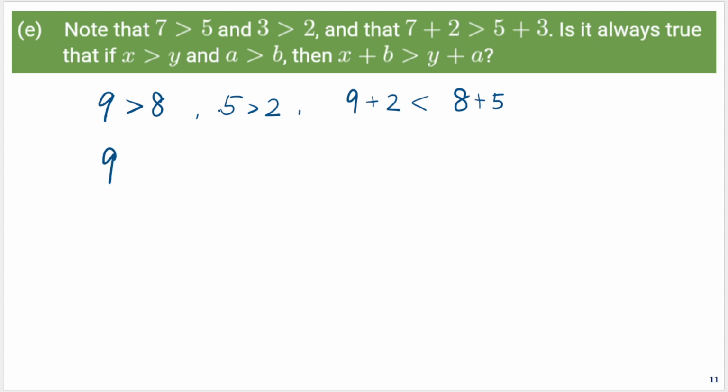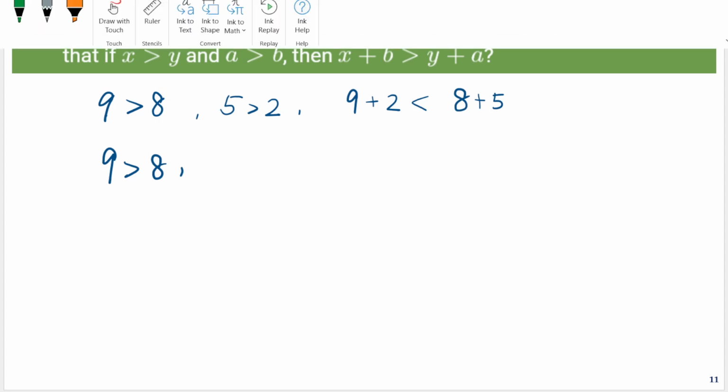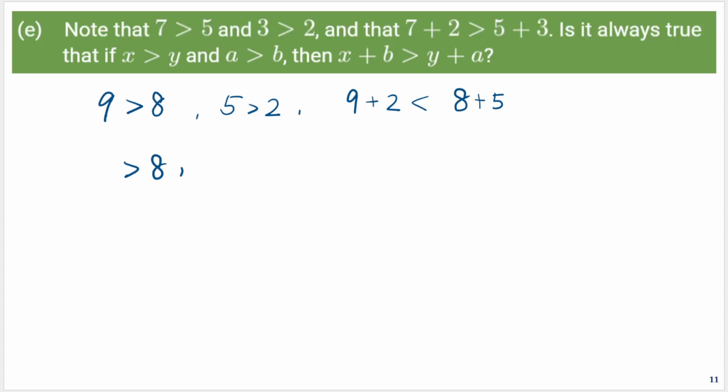For example, let's use 19. 19 is greater than 8, and 5 is greater than 2, right? And then we have 19 plus 2 must be greater than 8 plus 5, right? That means sometimes this statement is true, sometimes it's not. Therefore, it's not always true. Did you get it?